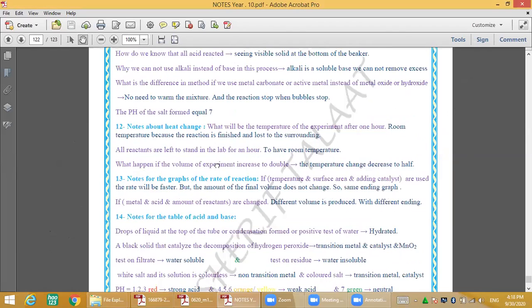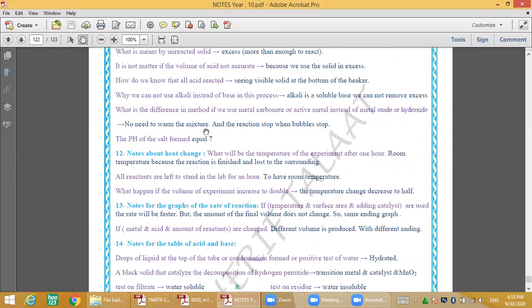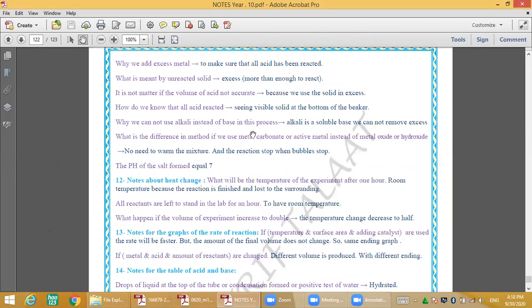Alkali is a soluble base. Okay, remove excess. For the first process, we have neutralization with excess. For neutralization with excess, we are adding an excess, so the base must be insoluble. In the case of alkali, we didn't use it. For alkali, we use titration, not neutralization. Why didn't we use alkali? Alkali is a soluble base, so we can't remove the excess.